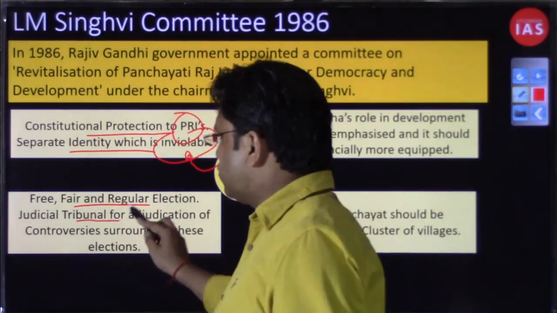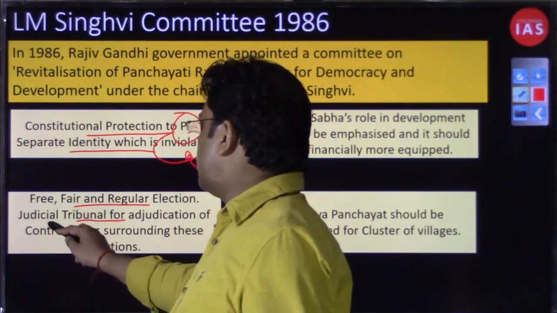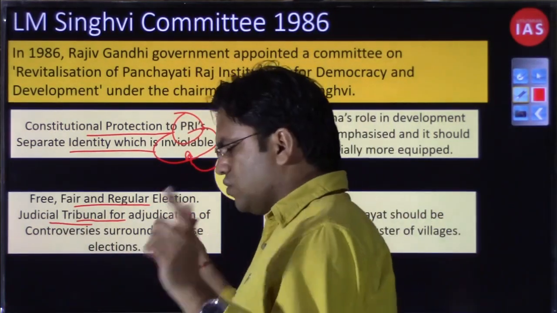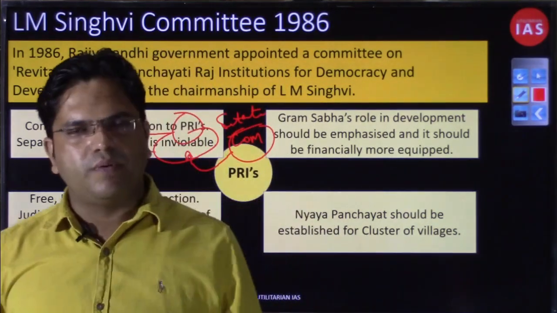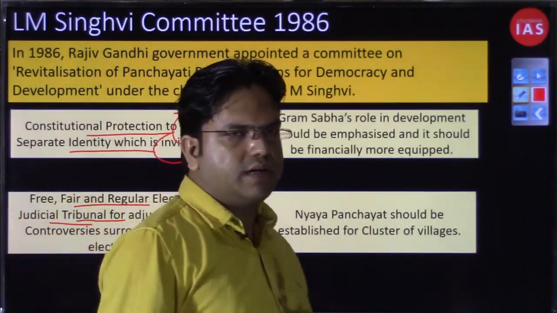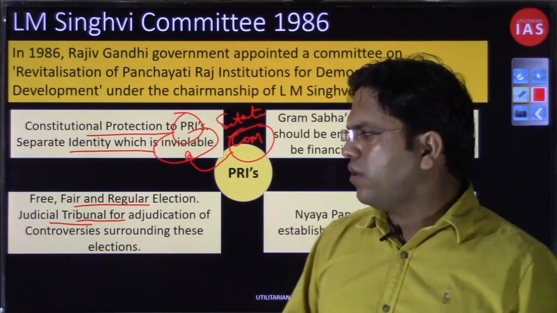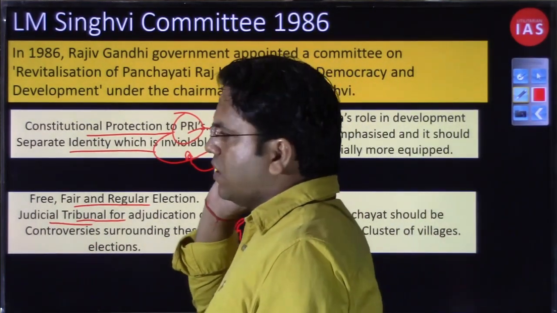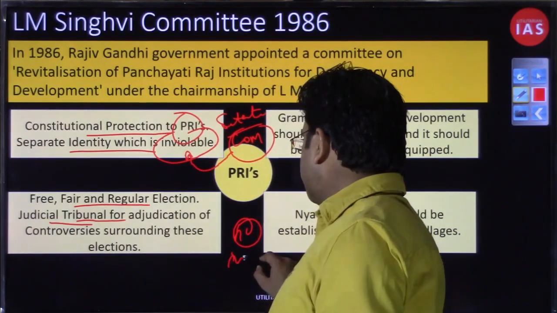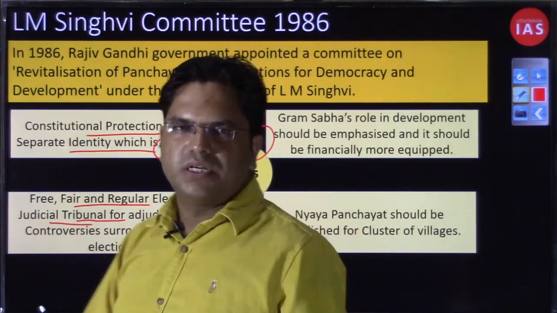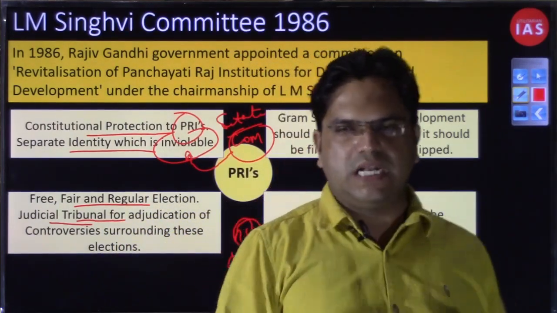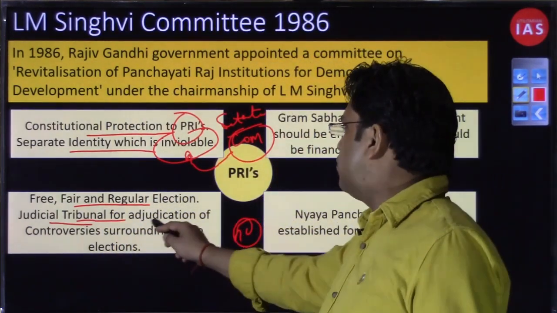The next notable point is that it is talking about a judicial tribunal, right? If there is any controversy surrounding the election of a member, who will adjudicate, right? So there should be a separate body, instead of going to the subordinate court or high court, or election commission or state election commission, right? There should be a separate judicial tribunal, which will adjudicate on the issues of election. So that is the second notable point.